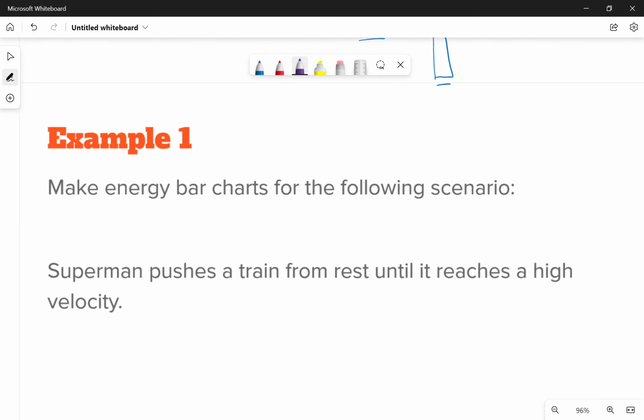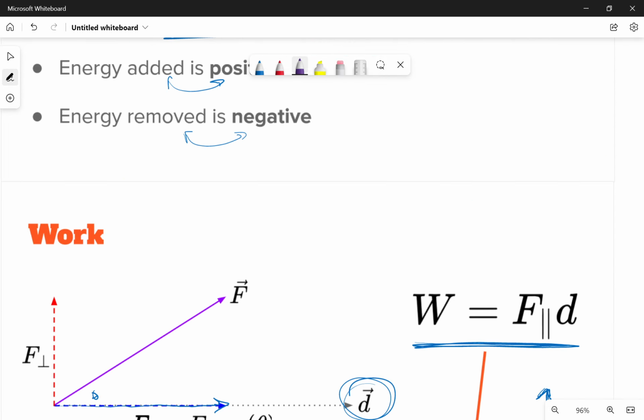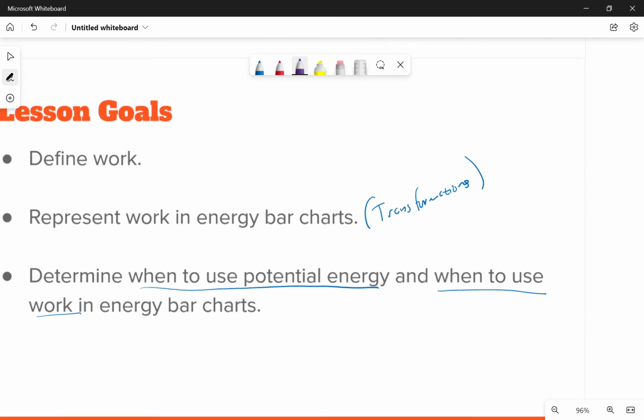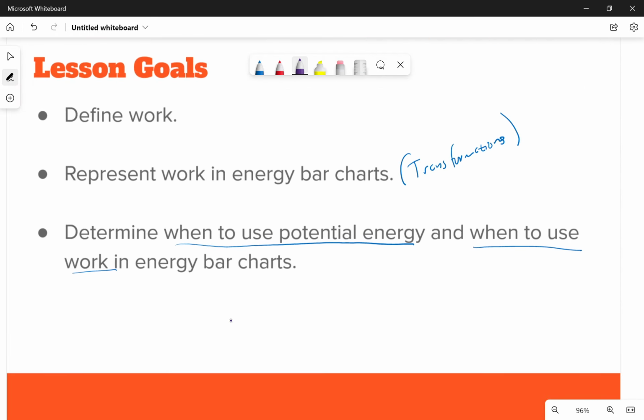So quickly, just to wrap up, in this video we've defined what work is. It's energy crossing a system boundary. It's energy that is being transferred to an object. We've represented that in energy bar charts. And last, we've looked at the difference between when to use potential energy and when to use work. And the key question there is, what's my system? That is the question you have to ask.